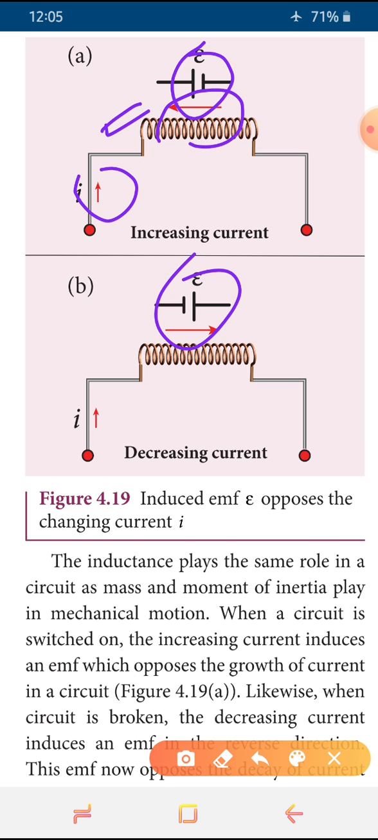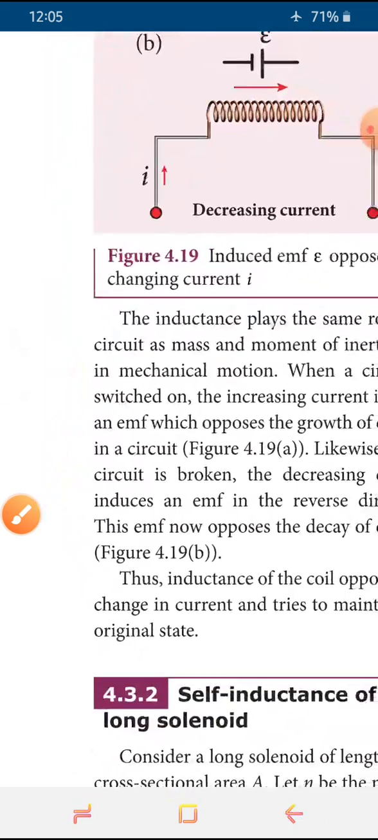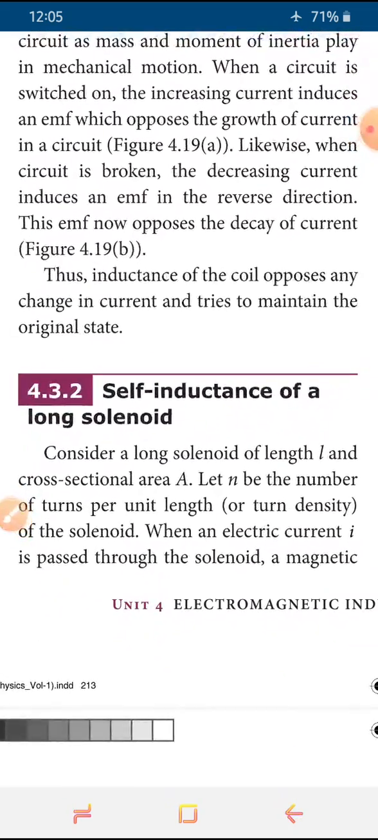Okay, and now we are applying this explanation to a long solenoid. So what we are studying here is a long solenoid. The topic is the self-inductance of a long solenoid. We are going to calculate the self-inductance of this long solenoid.